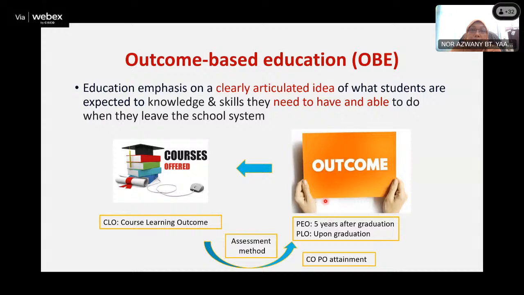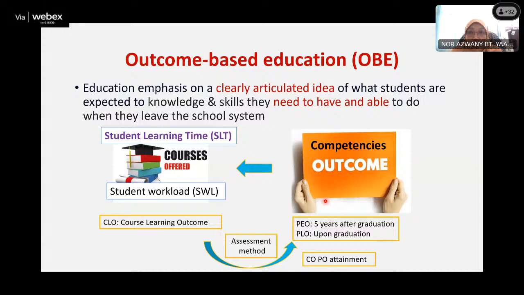So does CALOHEA introduce new things? As Prof. Tatsia mentioned, in CALOHEA the term competencies is actually our outcome, because in outcome-based education, when we state our outcome, it is actually the competencies that we expect from the graduates. And when we design our courses, we look into student learning time. And in CALOHEA, they use the term student workload.